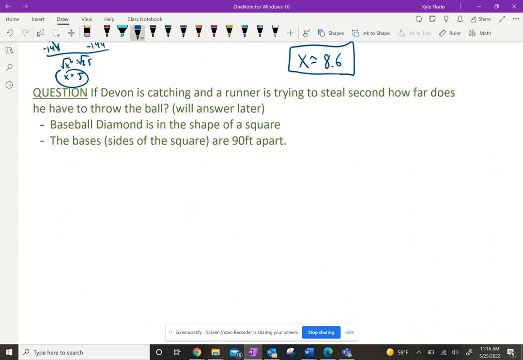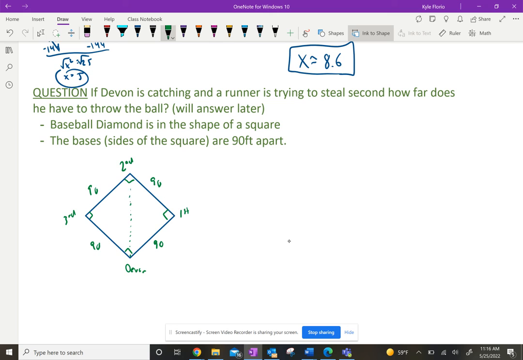And then finally, if Devin's catching and a runner is trying to steal second, how far does he have to throw the ball? We can now answer this question. The baseball field is in the shape of a diamond, which is going with right angles. So we have 90-degree angles here. So Devin's right here. Second base is right here. We have first and third. There's 90 feet between the bases. So he needs to throw it across. So we want to find out how big that is.